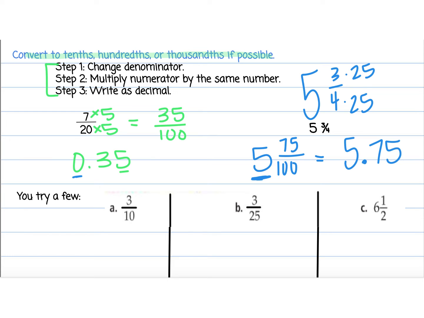Pause, try these next 3 on your own. So 3/10, I know that I can multiply, actually I don't even have to multiply, it's already tenths. So just writing it as a decimal, 3/10 would look like that.